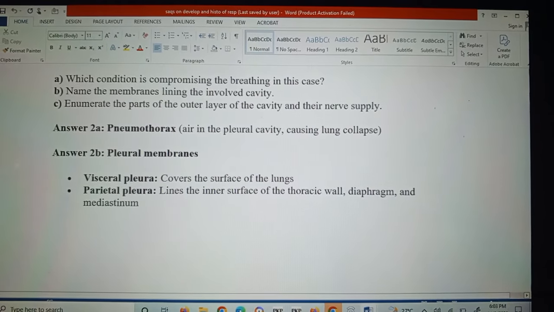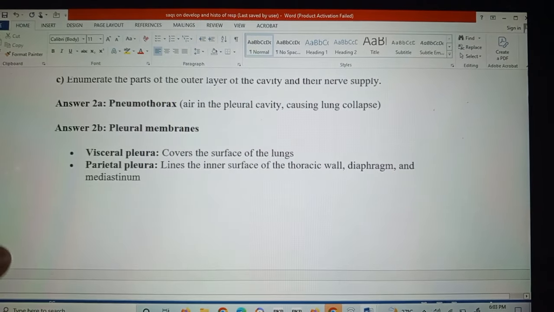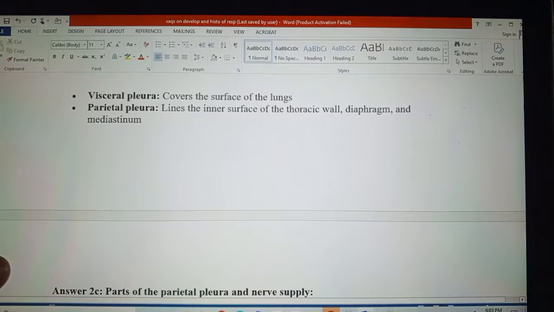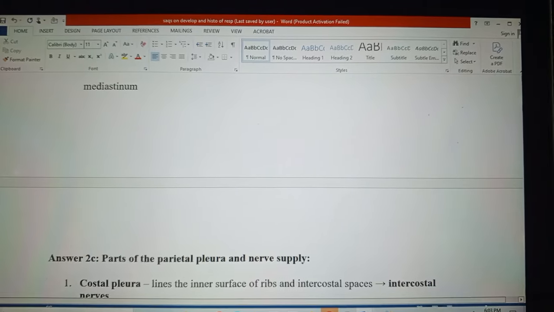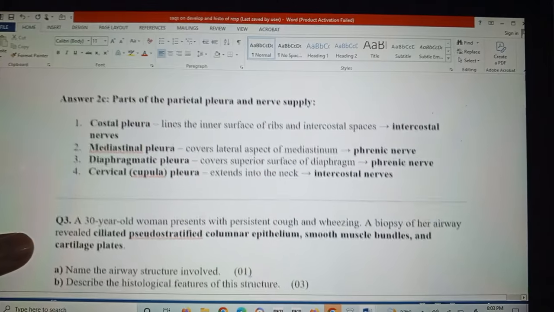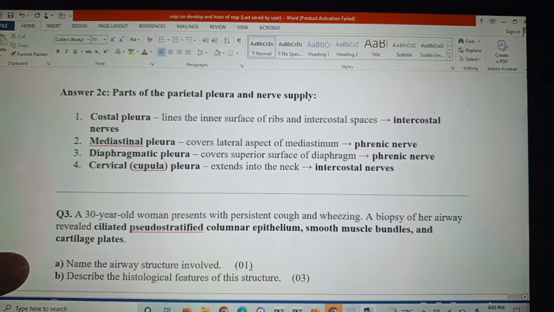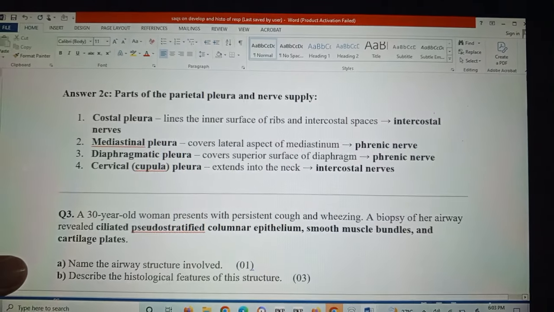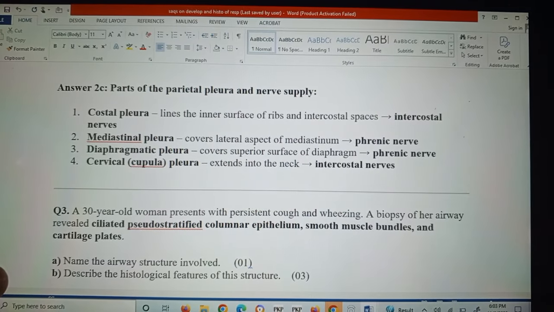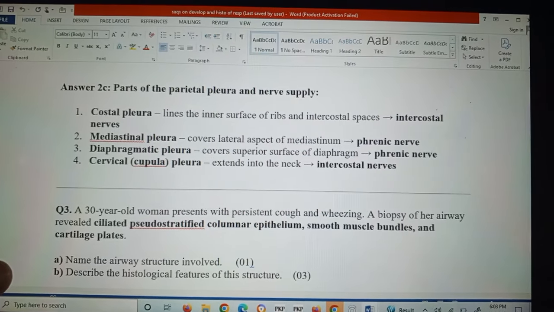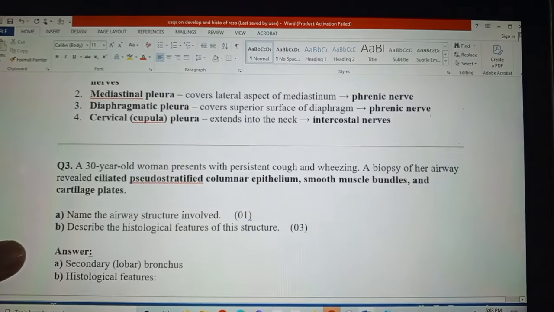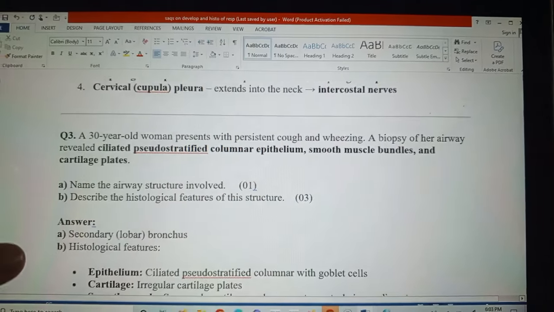Question 2b: name the membranes involved. They will be the pleural membranes, visceral pleura and parietal pleura. Visceral pleura covers the surface of the lung. Parietal pleura lines the inner surface of the thoracic wall, diaphragm, and mediastinum. Question 2c: parts of the parietal pleura and the nerve supply. Costal pleura lines the inner surface of the ribs and intercostal spaces, supplied by the intercostal nerves. Mediastinal pleura covers the lateral aspect of the mediastinum, supplied by the phrenic nerve. Diaphragmatic pleura covers the superior surface of the diaphragm, supplied by the phrenic nerve. Cervical pleura extends into the neck, supplied by the intercostal nerves.